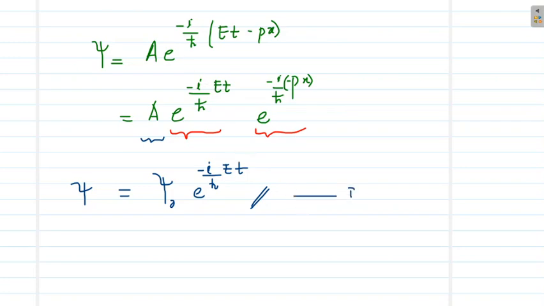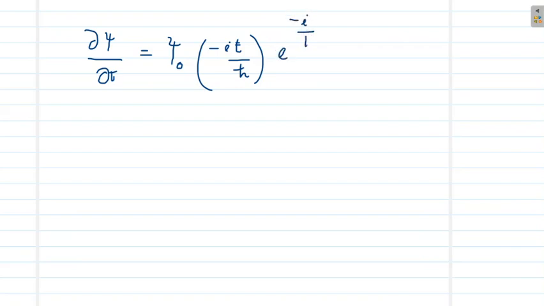For that, take the derivative of equation number 1 with respect to time one time. Since this part alone depends on time, we need to take the derivative of that part alone. So we have dou psi by dou t equal to psi 0 into minus iE by h cut into e raised to minus i by h cut into Et. This is the derivative. So this is equal to minus iE by h cut into psi 0 e raised to minus i by h cut into Et.